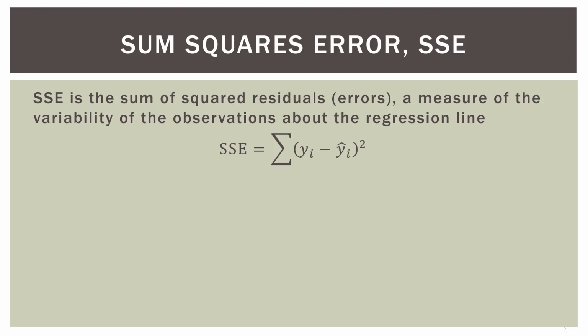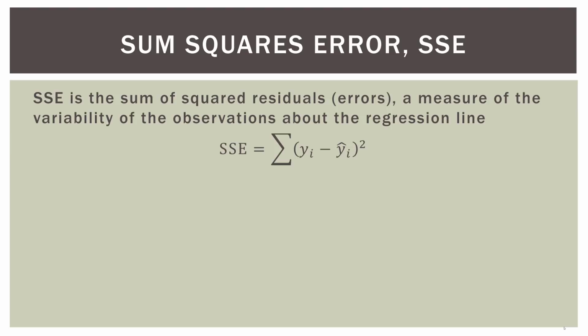So SSE, or sum of squares due to error, is literally the sum of the squared residuals, what we just saw in the previous slide. It's a measure of the variability, so how far those observations differ from our regression equation. So the fancy way of saying that is the equation we had before: SSE equals the sum of (y sub i minus y hat sub i) squared.